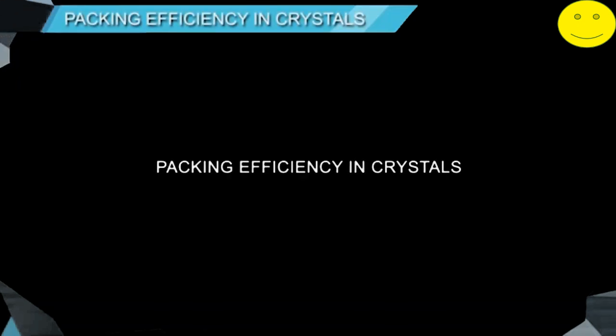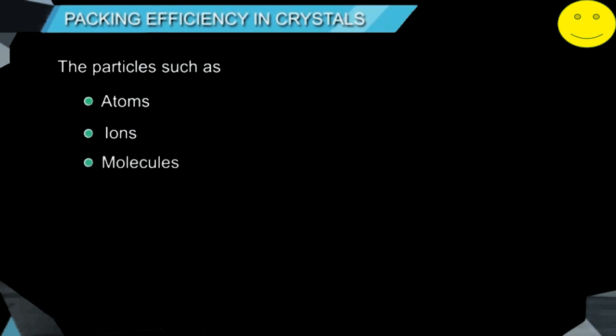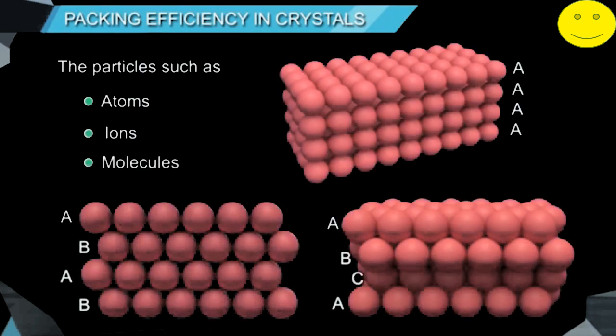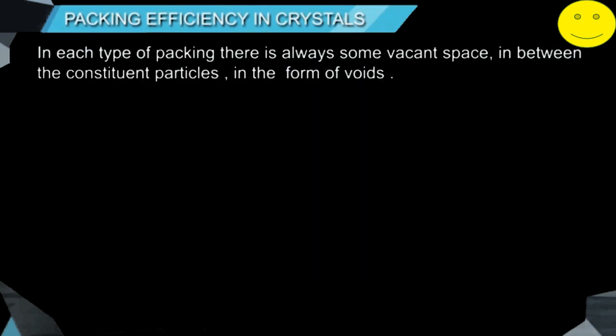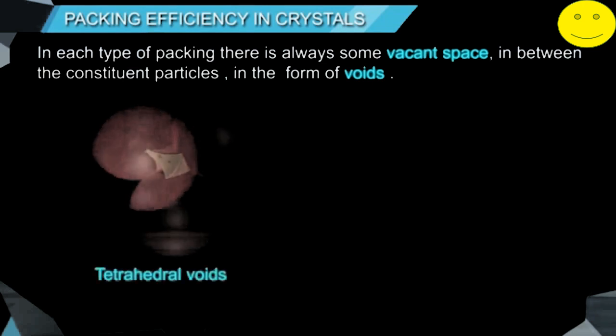Packing efficiency in crystals. The particles such as atoms, ions or molecules in a crystal can be packed together in several different ways. In each type of packing, there is always some vacant space between the constituent particles in the form of voids. We know that there are two types of voids in packing: tetrahedral void and octahedral void.